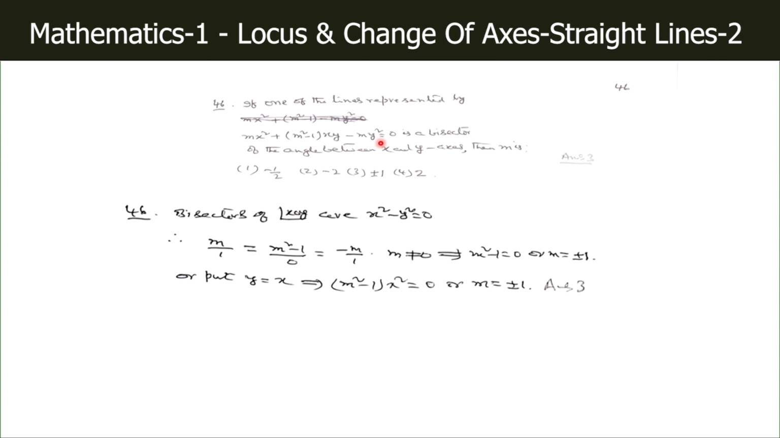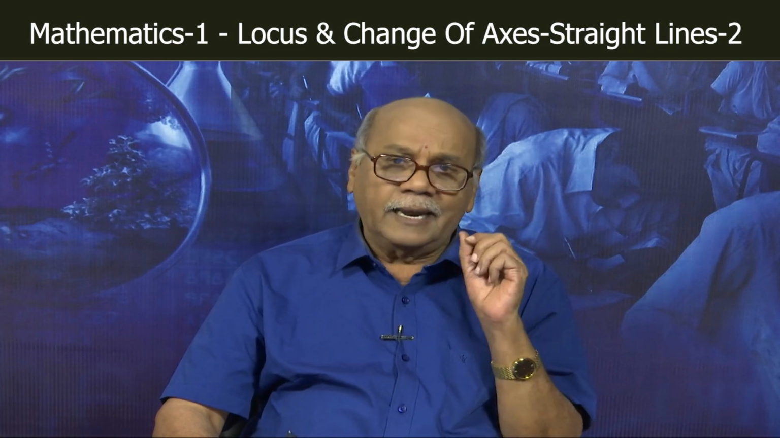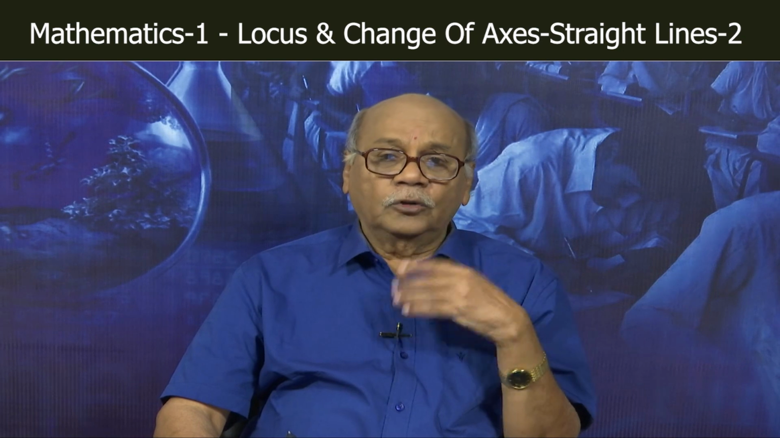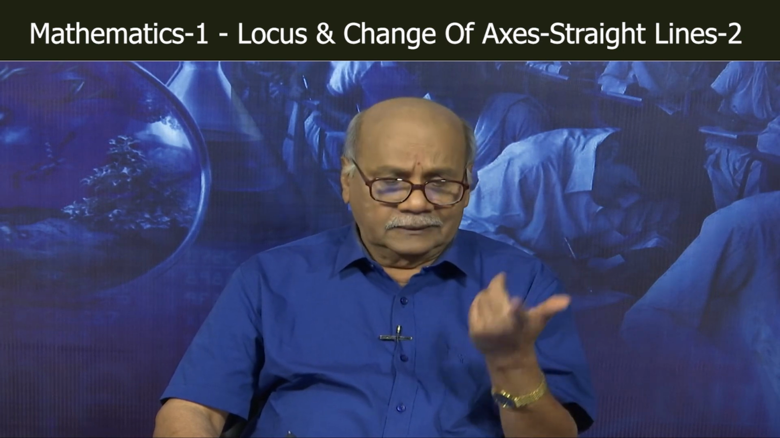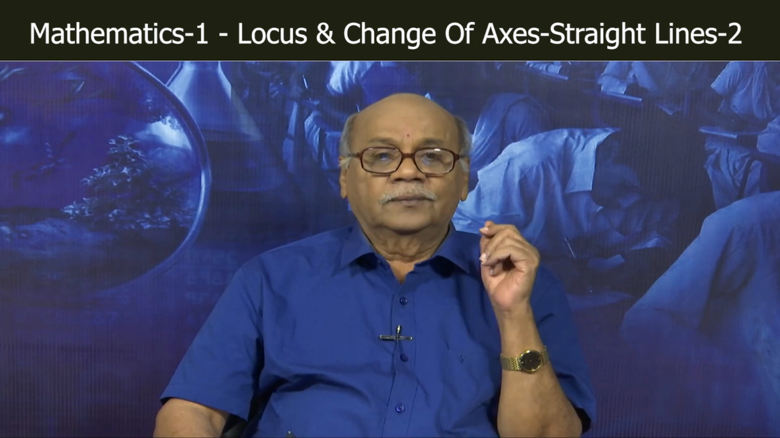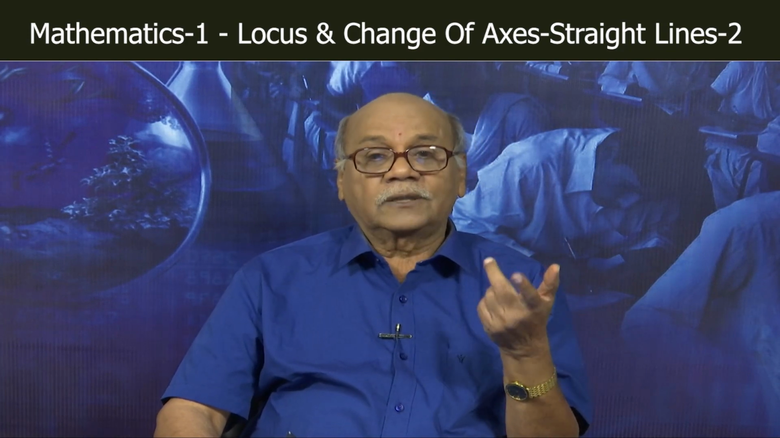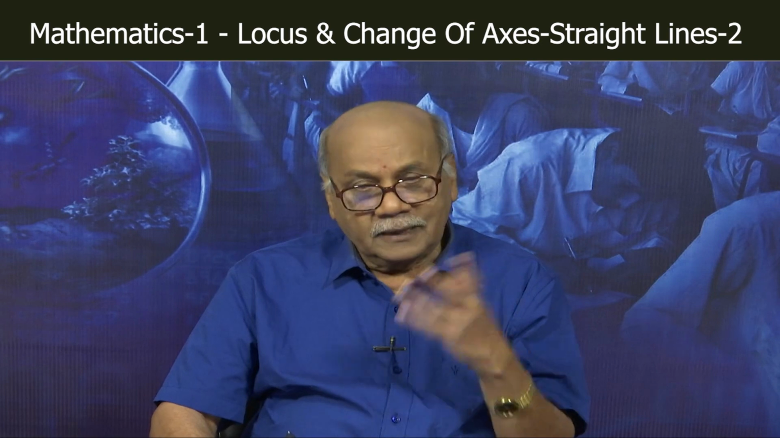The lines y is equal to x and y is equal to minus x are the bisectors of the angle between the coordinate axes. So you can substitute y is equal to x and y is equal to minus x in the given pair of lines equation, then you will get m square is equal to plus 1 and m is equal to plus or minus 1. That also you can do, but this is very simple.